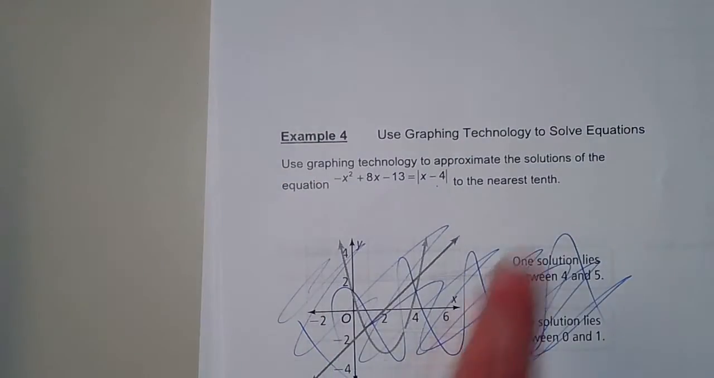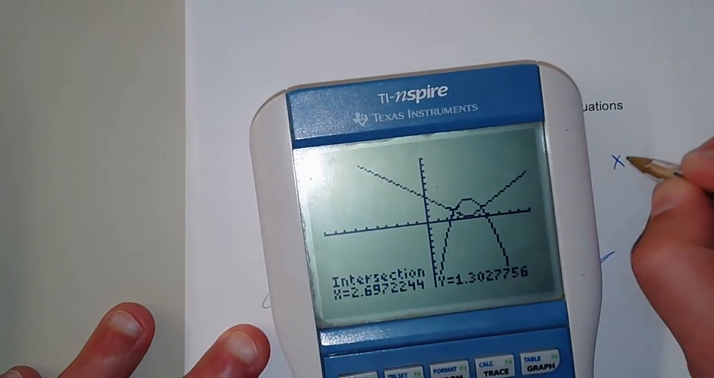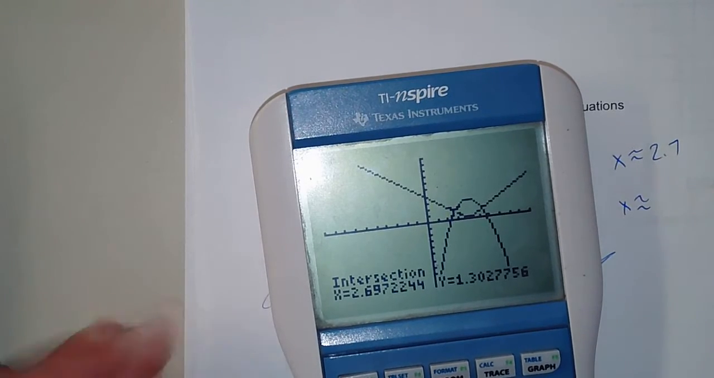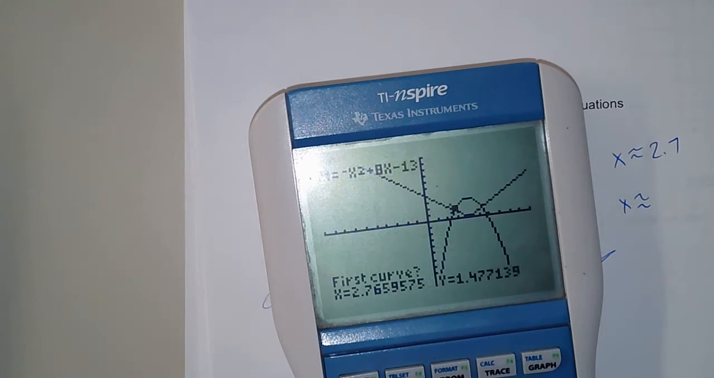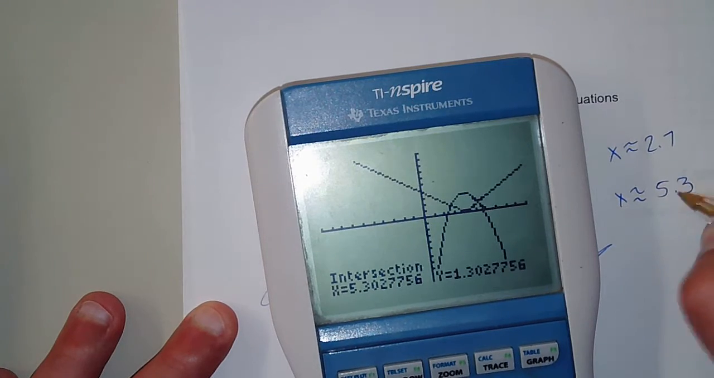So this problem, I think, says round it to the nearest 10th. So I'm going to go ahead and write those down, nearest 10th. So this one will just be 2.7. And then repeat your intersection steps to find the other one. So same thing, second trace, intersect, and over here, 1, 2, 3. And there we go. So 5.3 for that one.